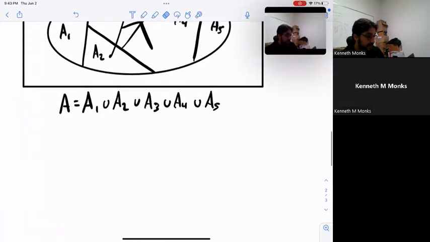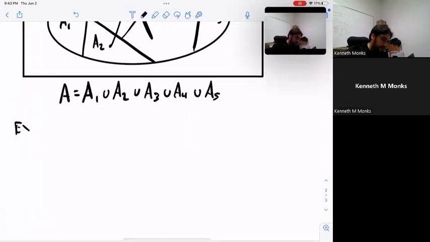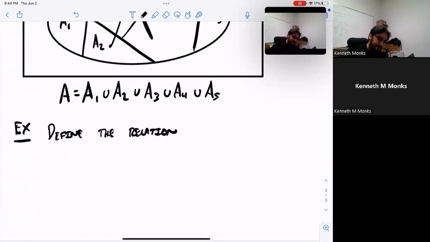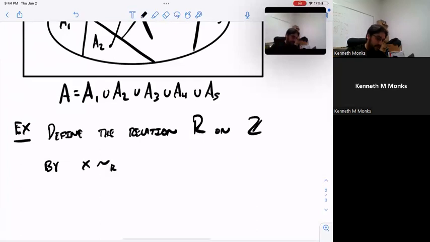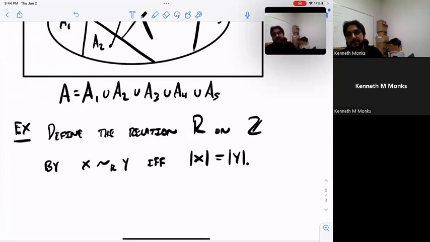Now, let's look at a little example of this. For example, let's think about an equivalence relation. I want this relation to be where we relate integers, and I'm going to say that 2 integers are related if and only if they have the same absolute value. That's going to be my relation.